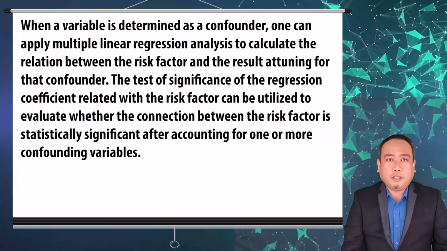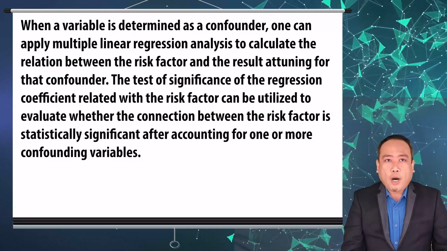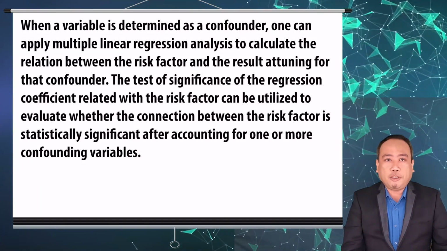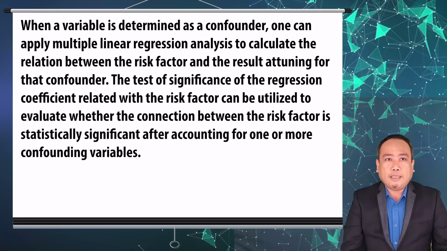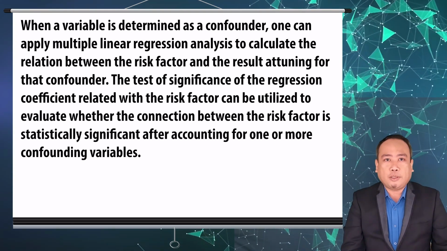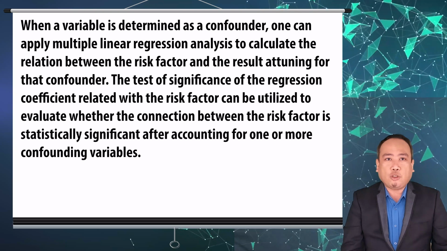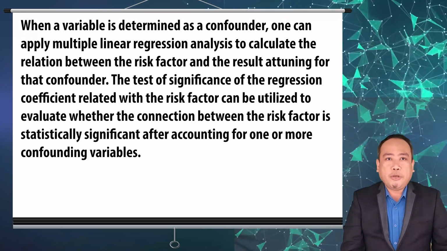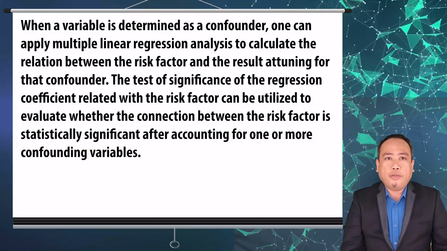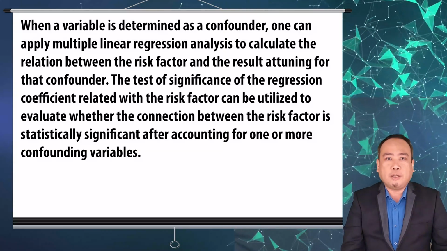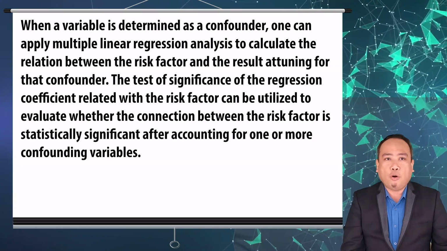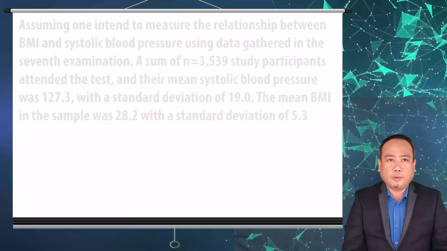When a variable is determined to be a confounder, one can apply multiple linear regression analysis to calculate the relation between the risk factor and the result adjusting for that confounder. The test of the significance of the regression coefficient associated with the risk factor can be utilized to evaluate whether the connection between the risk factor and the result is statistically significant after accounting for one or more confounding variables.